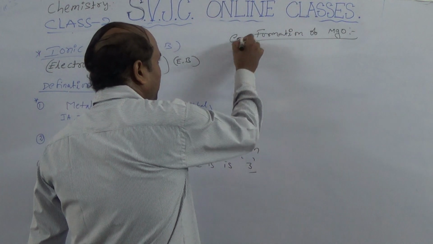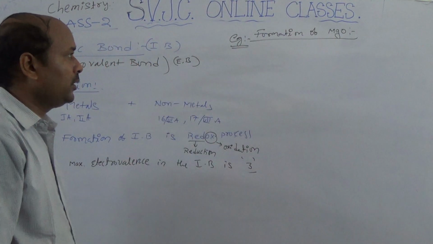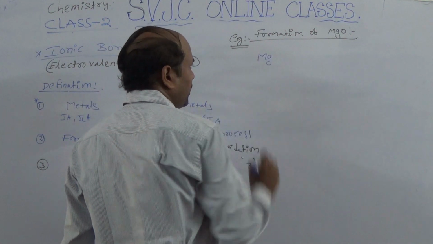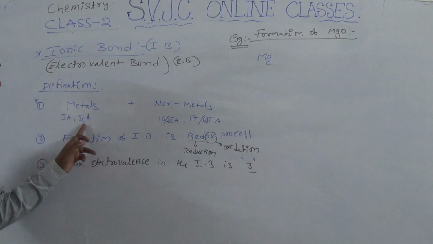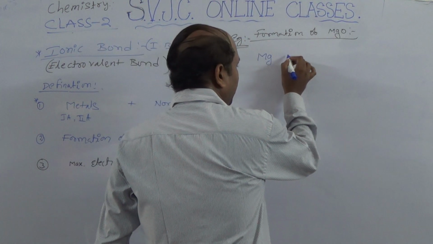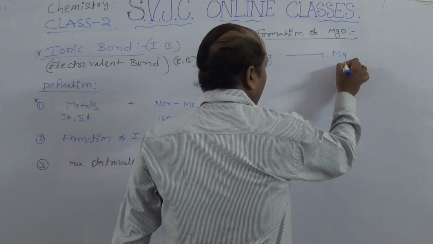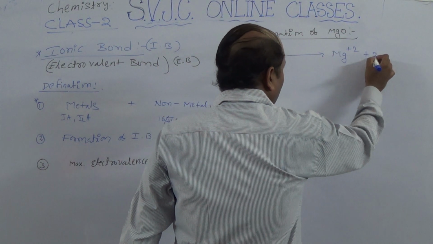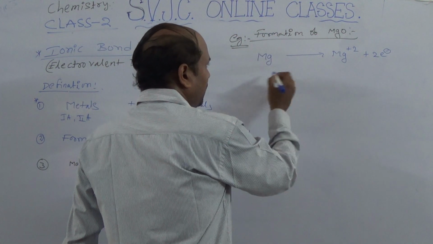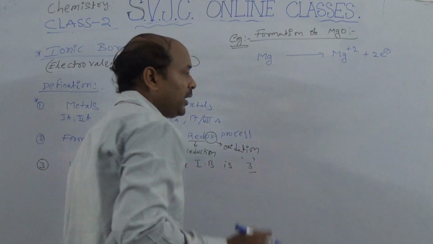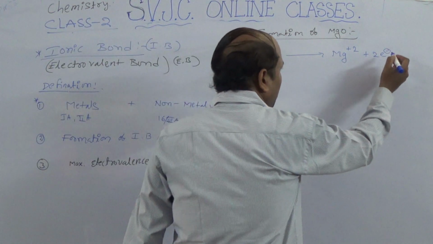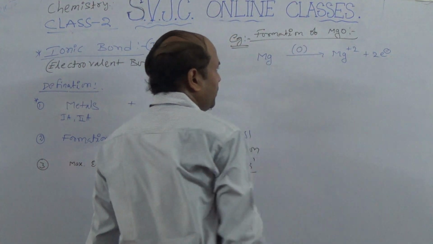So our example is formation of MgO. Magnesium belongs to the second A group elements. Magnesium in gaseous state is converted into Mg+2 ion by loss of 2 electrons. Loss of electrons is called oxidation.